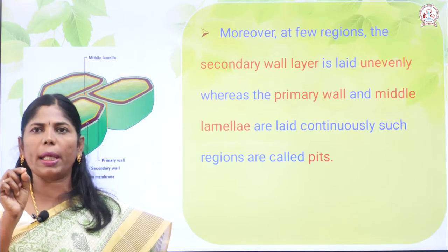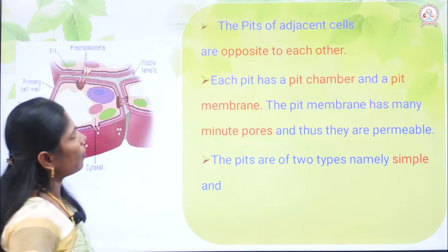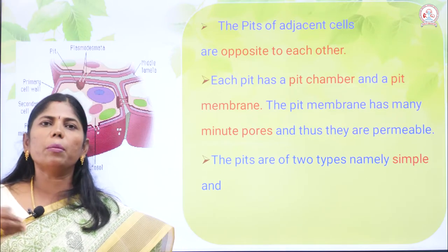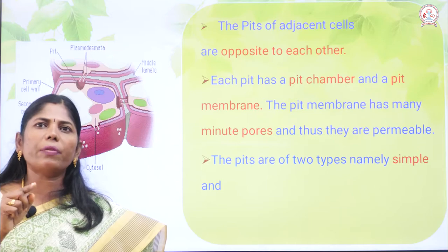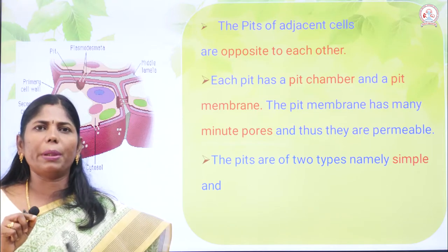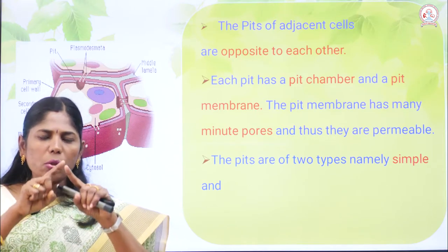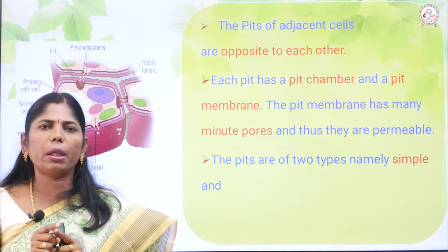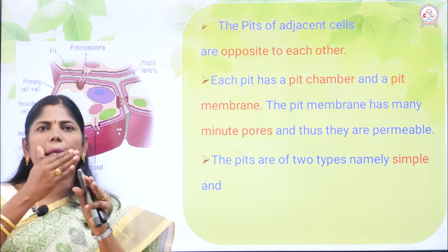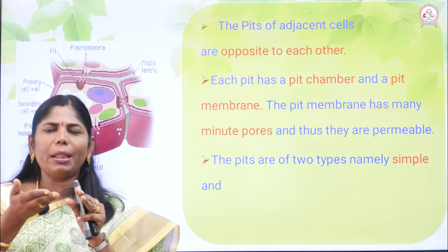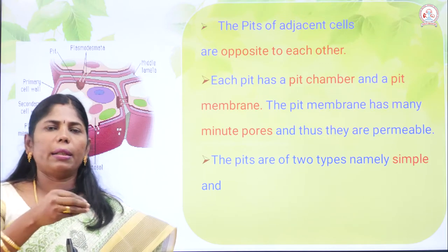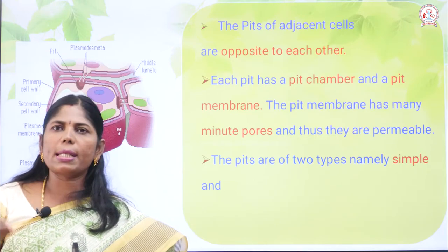Pits means holes. Okay, so through the pits the water and liquid will be moved. The pits consist of a pit chamber. What is there in the pit? We call it the pit chamber. Around it is a small hole, and around that there is something like a membrane. If there is a hole, the hole is like a small membrane filter. Like when we filter tea, it will be like that filter. Through that, materials will be moved from one cell to another.